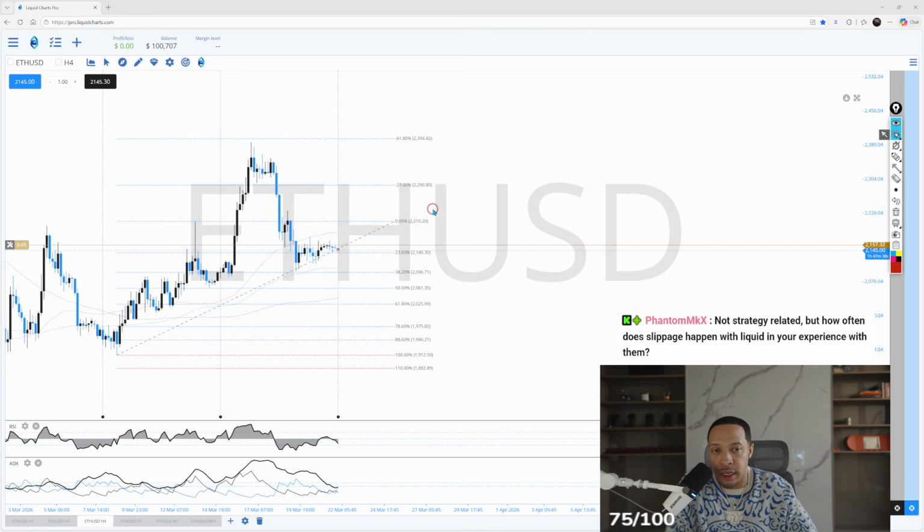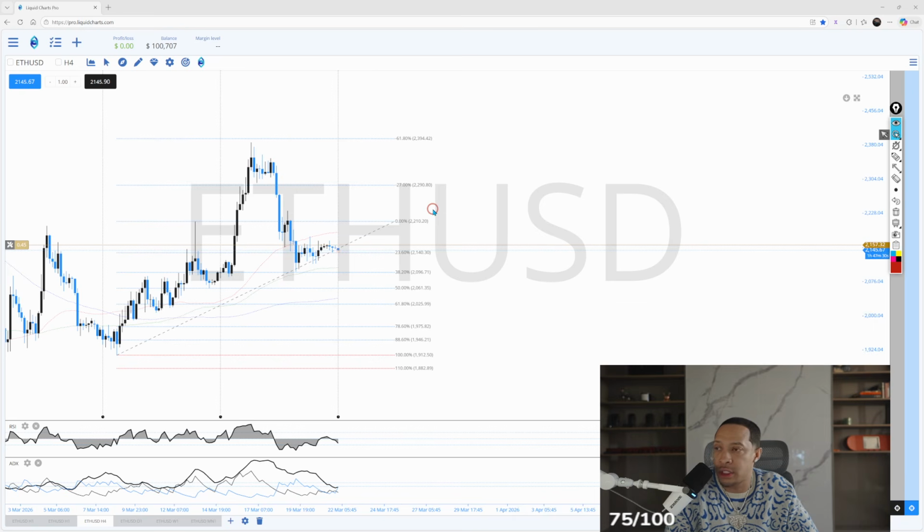Not strategy related, but how often does slippage happen with Liquid in your experience? Not too often. Remember, slippage doesn't happen due to the broker. Slippage happens due to the liquidity provider. Liquidity providers might have liquidity issues when price can't get caught. Example, flash crashes. Those may happen.